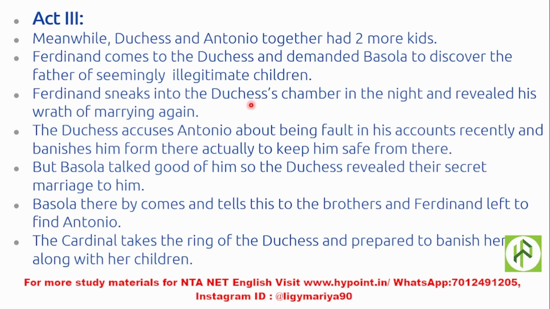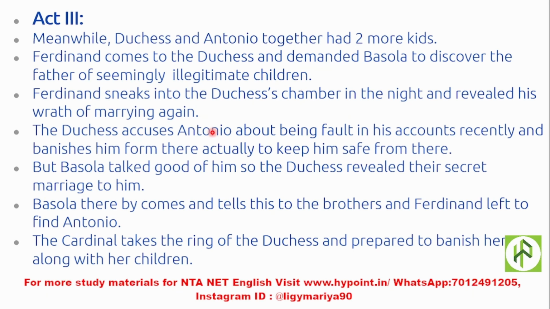Ferdinand sneaks into the Duchess's chamber in the night and reveals his wrath at her marrying again. Ferdinand is the twin brother of the Duchess. He has a different kind of fascination towards the Duchess, and he is the one who tortures her the most. He sneaks into her chamber at night and shows his wrath, his anger, his pain at the Duchess marrying again.